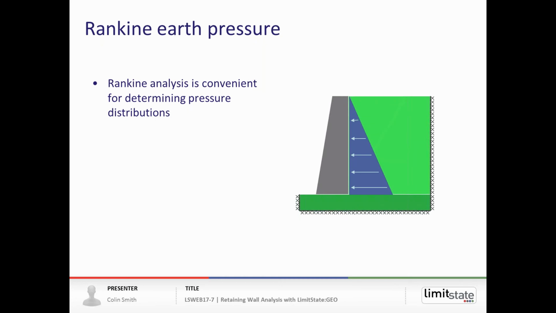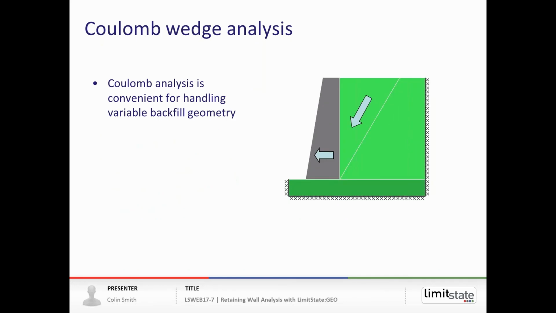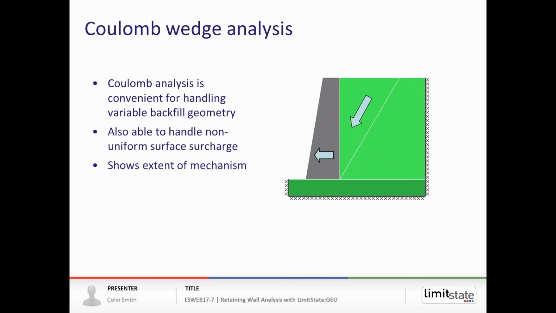So it's very useful for determining pressure distributions, but it's a little tricky to account for variable backfill geometry or non-uniform surface surcharges, and it doesn't give us the extent of the mechanism, so we have to use other sort of indicative methods to give us a feel for those. On the other hand, a Coulomb wedge analysis is quite capable of handling variable backfill geometry and non-uniform surface surcharge, does show the extent of the mechanism, but it's difficult to use for determining pressure distributions on the wall, and if we only use one wedge, we may not get a very accurate answer.